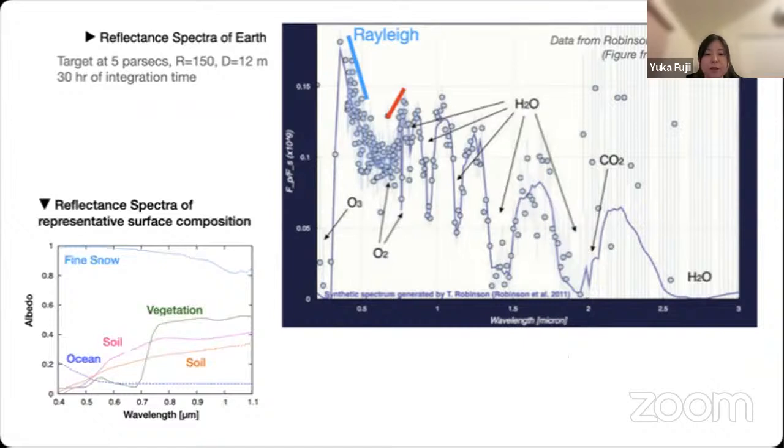This can be compared with the reflectance spectra of representative surface types of the Earth. And you can see, as shown here, some soils and also vegetation have a very high reflectance at longer wavelengths. In other words, ocean planets may not produce this kind of overall pattern with this slope.